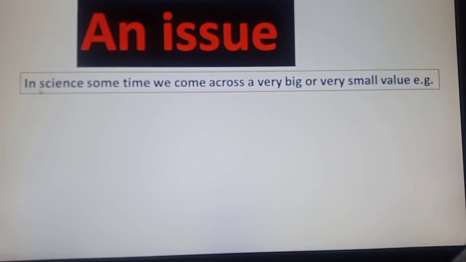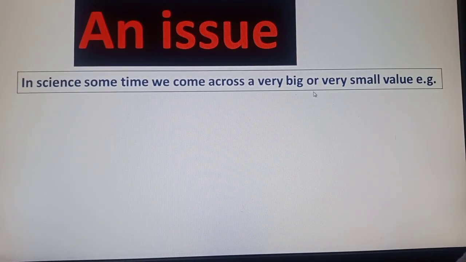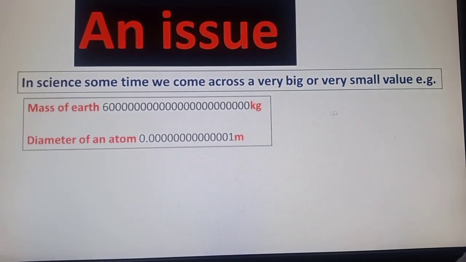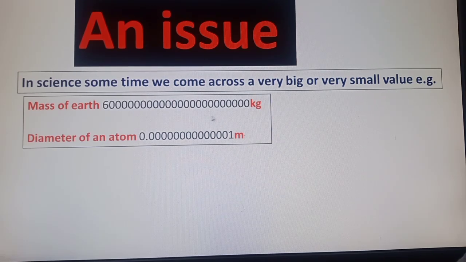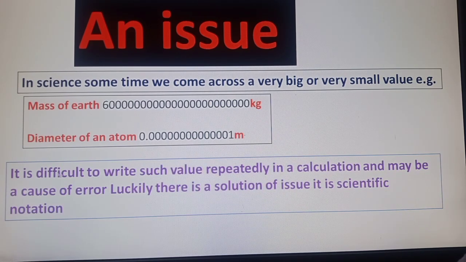Students, our today's video is about an issue. What is that issue? In science, sometimes we come across a very big or a very small value. For example, mass of Earth is a very big value, and on the other hand, diameter of an atom is a very small value. It is difficult to write such a value repeatedly in a calculation and may be a cause of error. Luckily, there is a solution to this issue. It is scientific notation. Our today's video is about this issue, scientific notation.